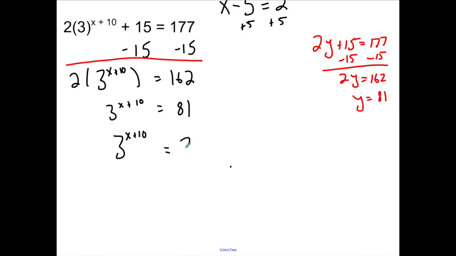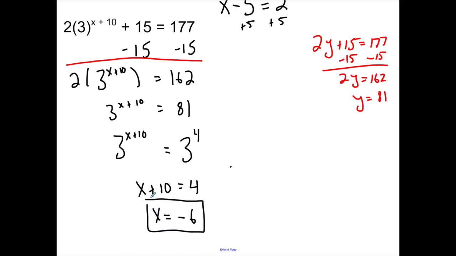So 81 is 3 times 3 times 3 times 3, right? So you can see again, I made the bases equal. So since the bases are equal, the expressions are equal, the exponents are equal. So x plus 10 is 4. So x therefore is equal to -6.